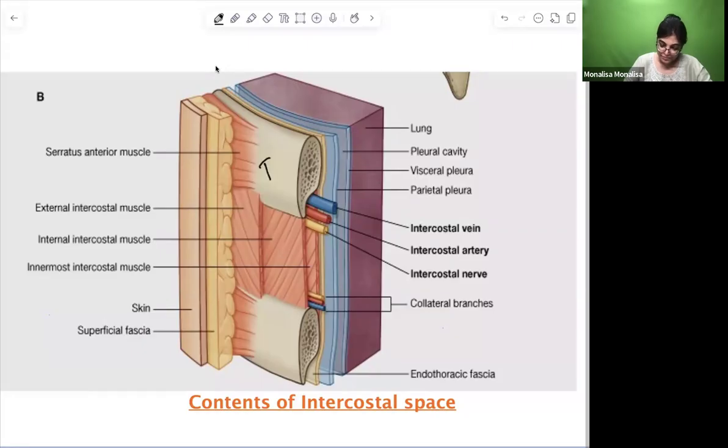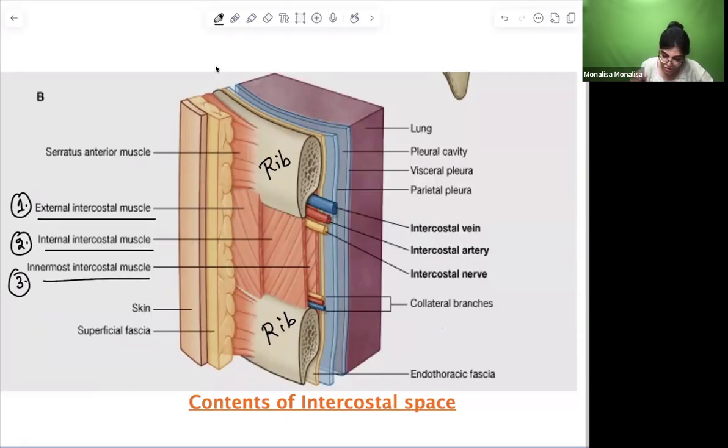Now, in the thorax, one of the important topics is the intercostal space. You can see this is the rib above and there is a rib below. In between these ribs, we have muscles. We have external intercostal muscles, internal intercostal muscles, and innermost intercostal muscles. So we have three layers of muscle as you proceed from outside to inside: external intercostal muscle, internal intercostal muscle, and innermost intercostal muscle.